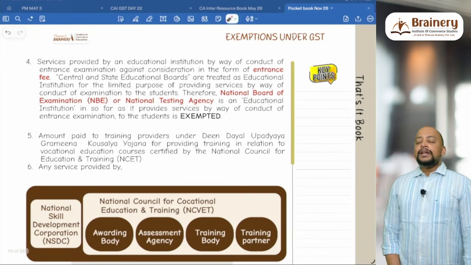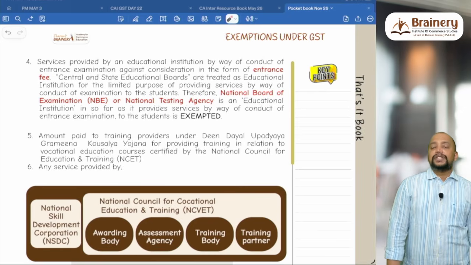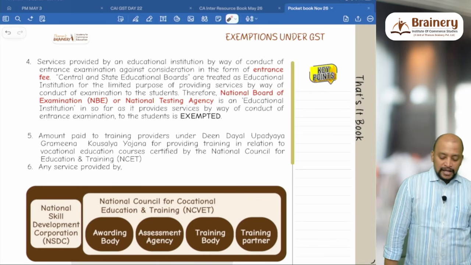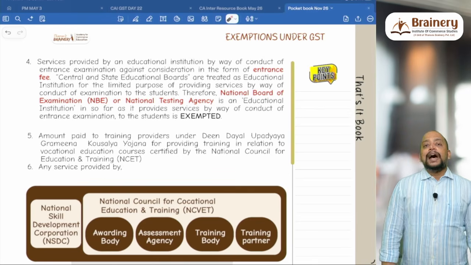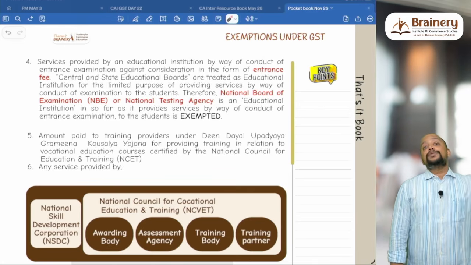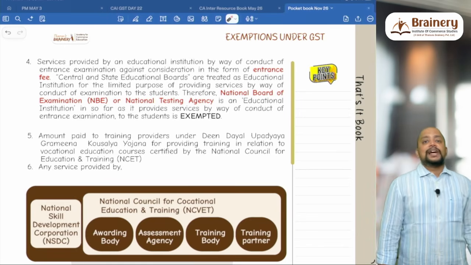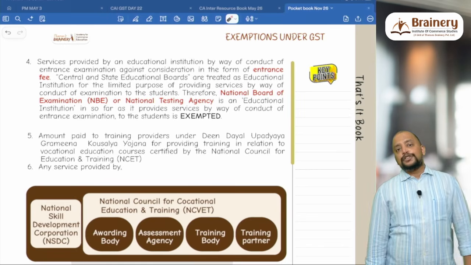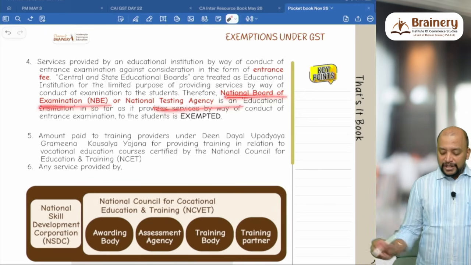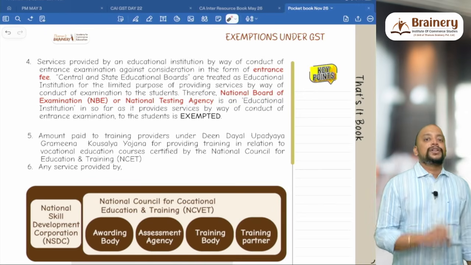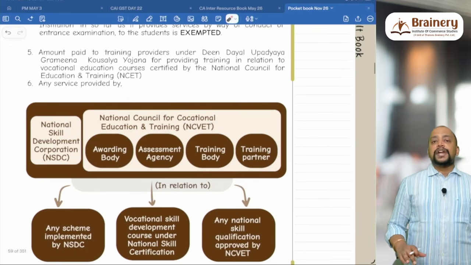Then fourth point, if there is an education institution which is conducting an entrance examination and for which they collect entrance exam fee, that is exempted. So in this regard, you need to remember, if there is a National Board of Examination and National Testing Agency whose job is only to conduct an entrance examination, and if they collect money, entrance exam fees, even that is also covered under education institution, yes. So this National Board of Examination, National Testing Agency is also an education institution, and the entrance exam fee collected by them will be exempted.